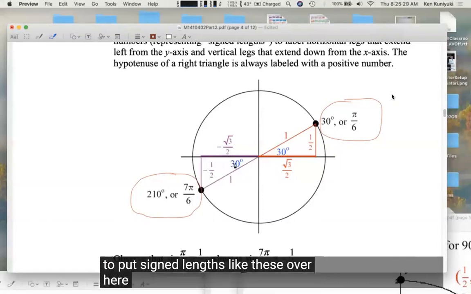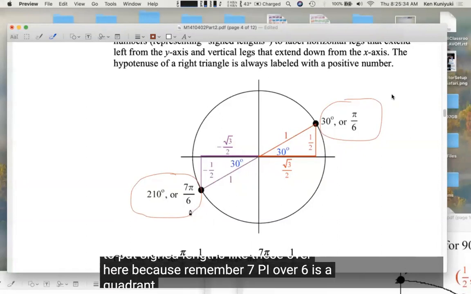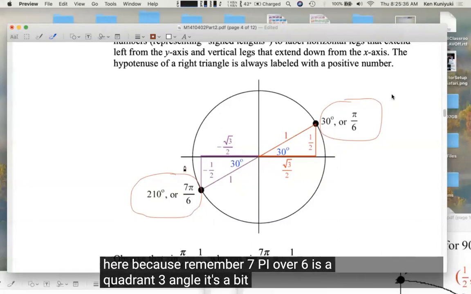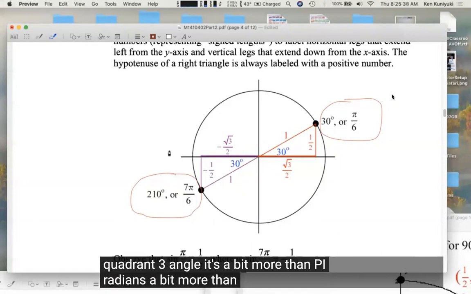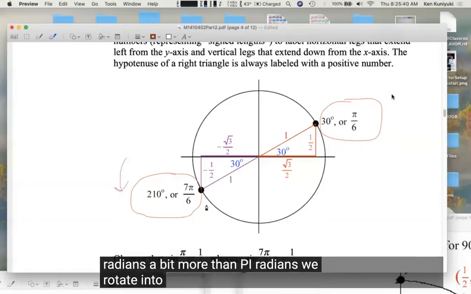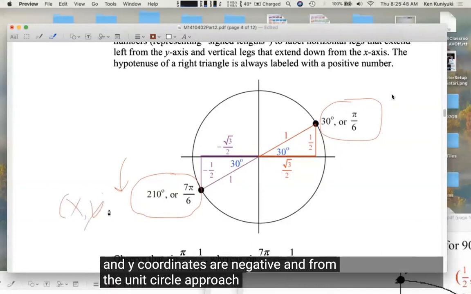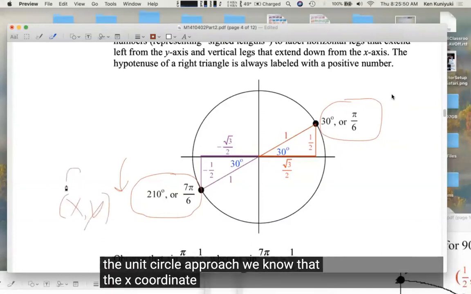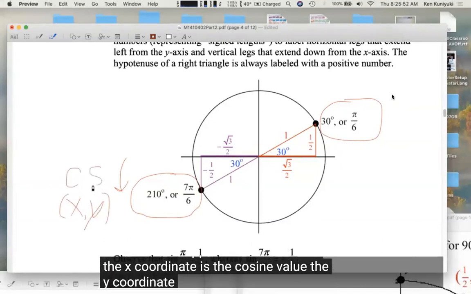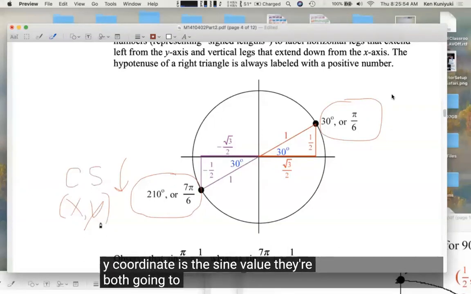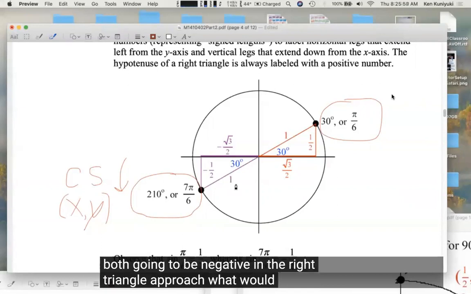like these over here. Because remember, 7 pi over 6 is a quadrant 3 angle. It's a bit more than pi radians. We rotate into quadrant 3, where both the x and y coordinates are negative. And from the unit circle approach, we know that the x-coordinate is the cosine value, the y-coordinate is the sine value. They're both going to be negative. In the right triangle approach, what would we do?